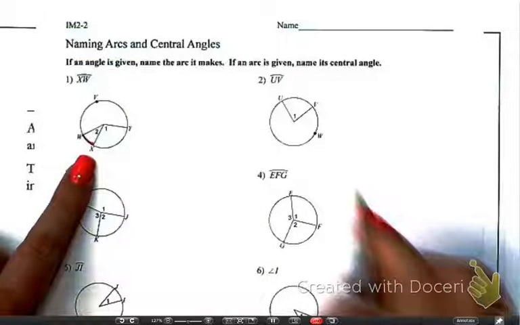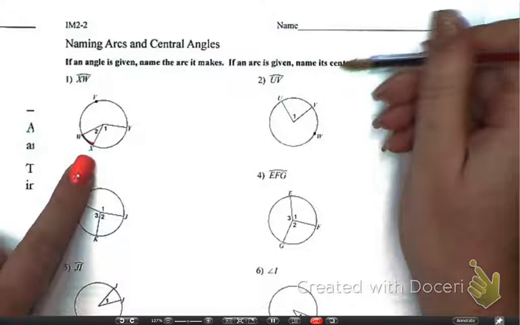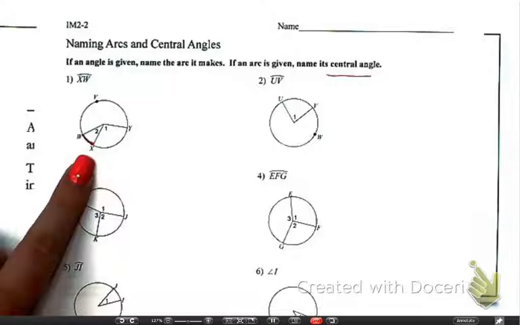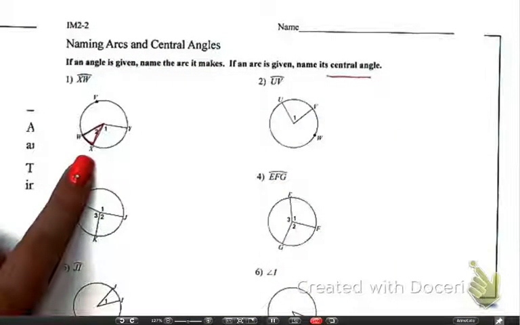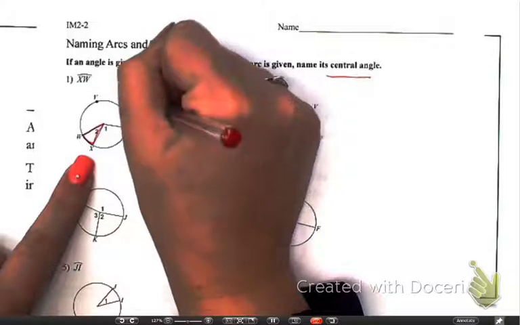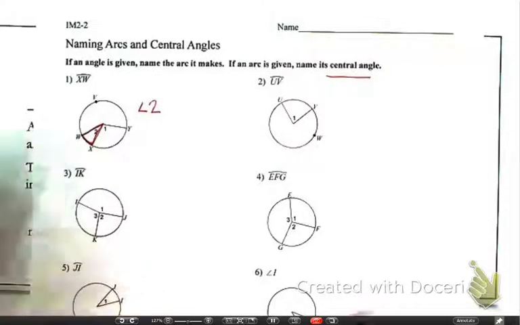XW. So since we were given the arc, we are going to name the central angle that it creates. Okay, so here is the arc, here is the angle. So the angle that it creates is angle 2. That is the central angle that arc XW creates. Okay, so you're going to do the same thing for the arcs.